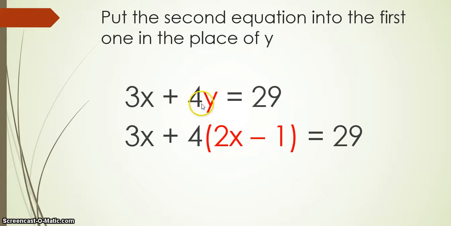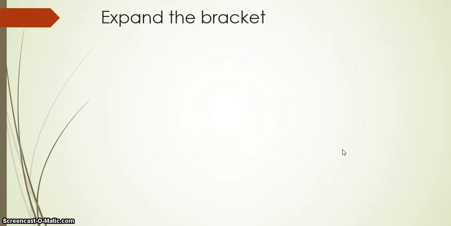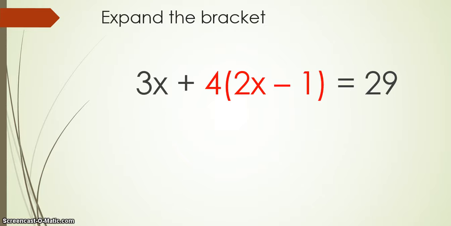The equation will now look like this. You'll remember the second equation was y is equal to 2x minus 1. So what we do is we put in 2x minus 1 in place of y here, because that is what y is equal to. So the equation becomes 3x plus 4 times (2x minus 1), and the whole thing is equal to 29. Now we expand the bracket.